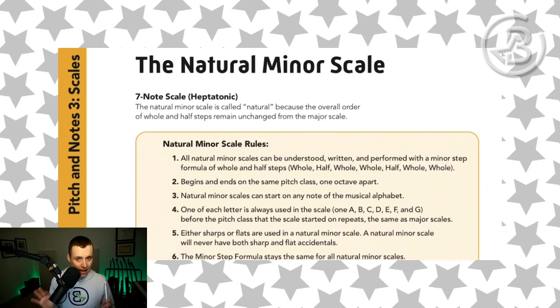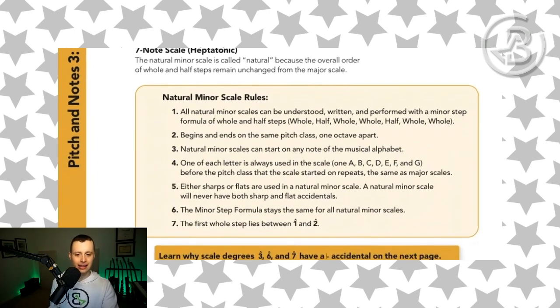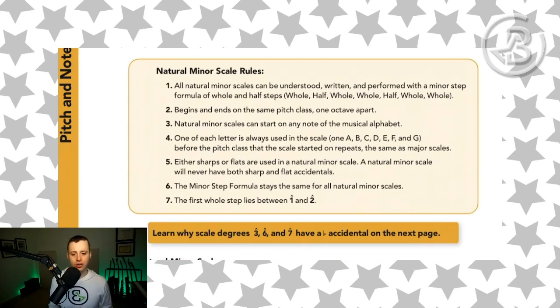So it's not whole, whole, half, but it's all going to make sense in this lesson and in the next lessons. Let's talk about our natural minor scale rules. And then in the next lesson, we're going to break those down with actual examples of a natural minor scale. So number 1, all natural minor scales can be understood, written, and performed with a minor step formula. Not a major step formula, but a minor step formula of whole and half steps. And that goes like this: whole, half, whole, half, whole. Memorize it. It's going to help you tons if you memorize that.